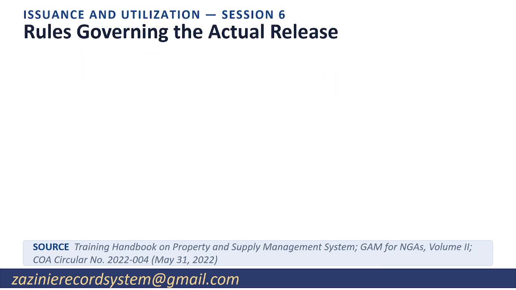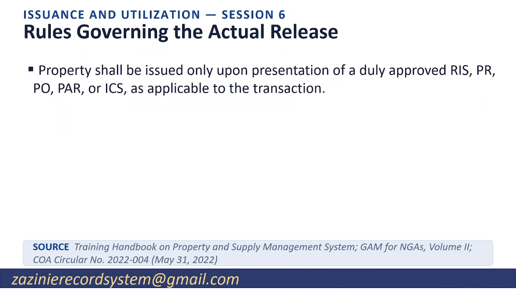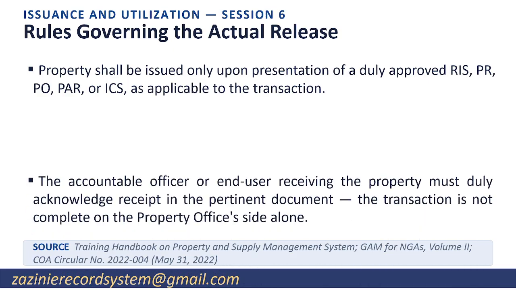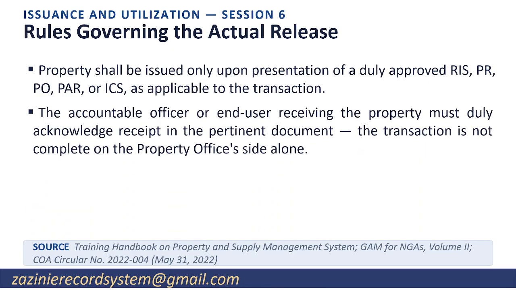Rules governing the actual release. Property shall be issued only upon presentation of a duly approved RIS, PR, PO, PAR, or ICS, as applicable to the transaction. The accountable officer or end-user receiving the property must duly acknowledge receipt in the pertinent document. The transaction is not complete on the property officer's side alone.